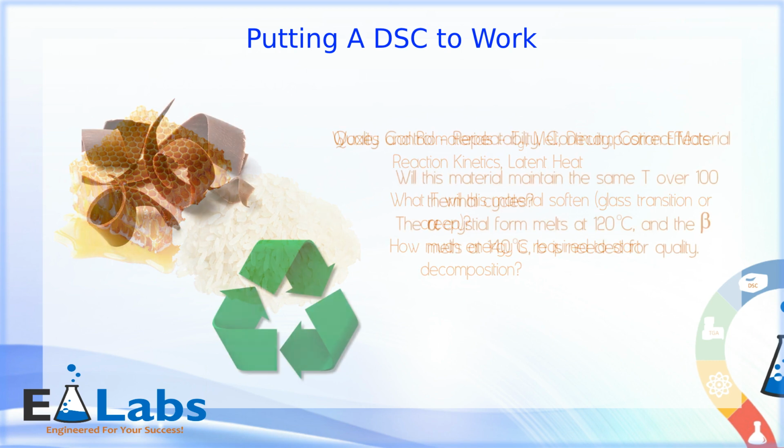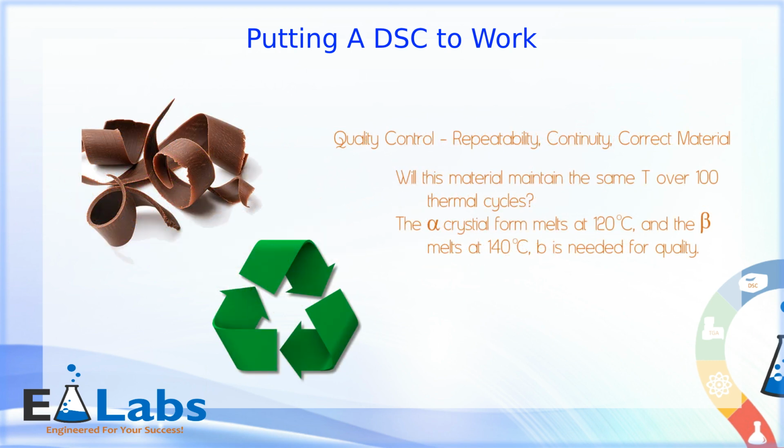Finally, quality control for a variety of industries, including the recycling industry. Pick up a plastic bottle. What plastic is this? Put a piece in the DSC to distinguish amongst commonly used plastics based on the melt temperature. The chocolate industry has also gotten in on quality control with DSCs. Chocolate production can generate two fatty crystal forms in its finished product. One is desired, one is not, and each has a different melting point.